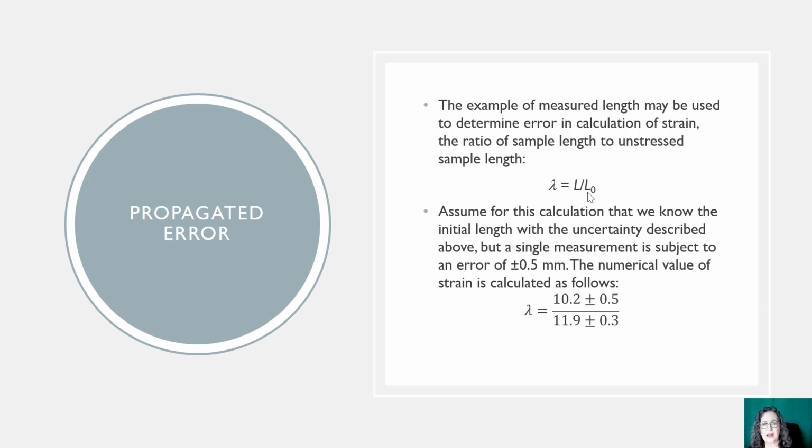Let's say that we have L naught measured to 11.9 plus or minus 0.3, and L is 10.2, so this is under compression, plus or minus 0.5. All right, so those are our two estimates. Now, if we wanted to know what the estimate is of lambda, well, we would take 10.2 over 11.9. But what is the error on that? That's the question for today.